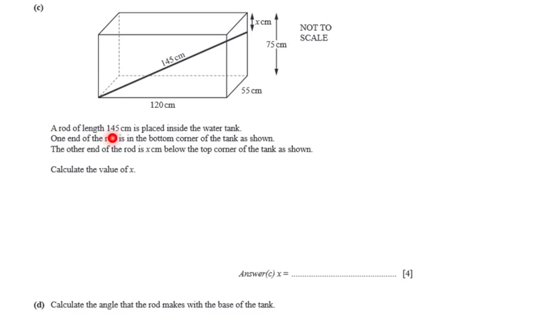A rod of length 145 centimeters is placed inside the water tank. Yeah, so this is a water tank, and the rod is placed in the tank like that. One end of the rod is at the bottom corner of the tank as shown. The other end of the rod is X centimeters below the top corner of the tank as shown. You can see that's X centimeters below. Calculate the value of X.